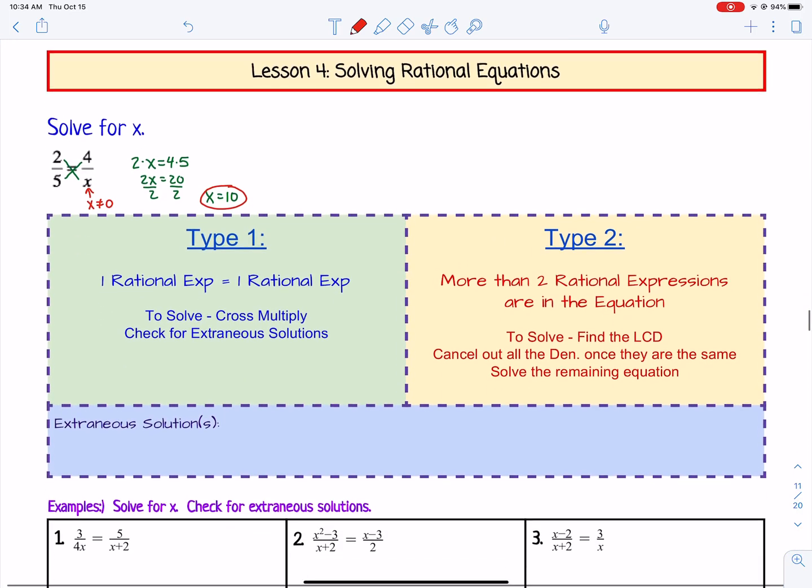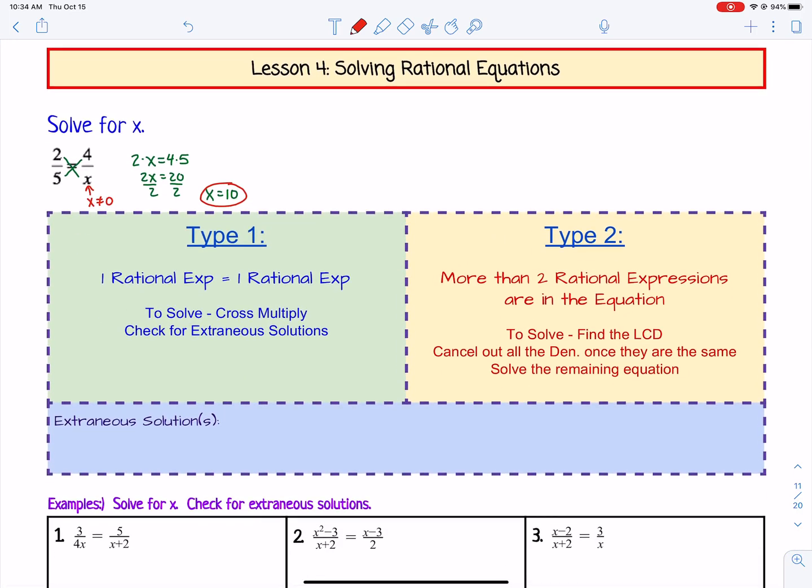So with solving rational equations, there are two types. Sometimes you have a basic one like the one we just saw, where you have one rational expression equals one rational expression. And to solve it, you can just cross multiply and check for extraneous solutions. And the second type is if you have more than two rational expressions in the equation. And to solve those, you just need to find the least common denominator and then cancel out all the denominators once they are the same and solve the remaining equation. So we're going to look at some examples of both.